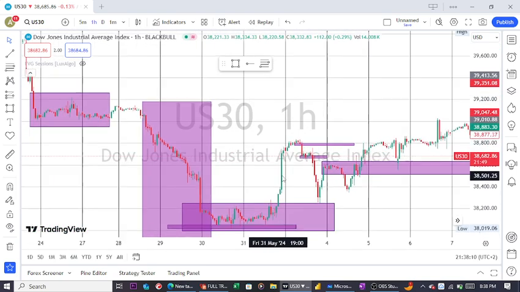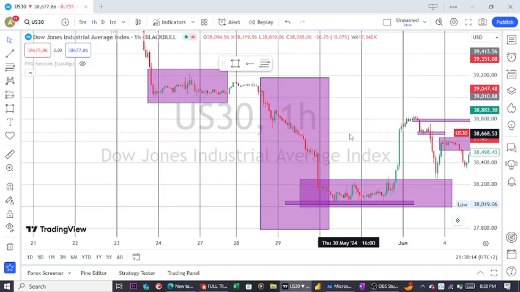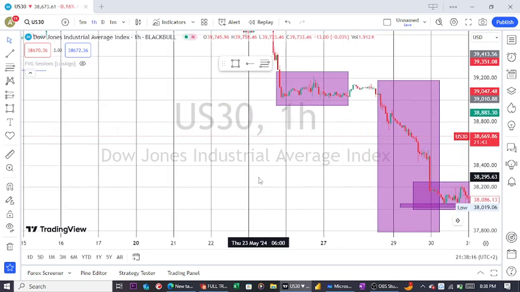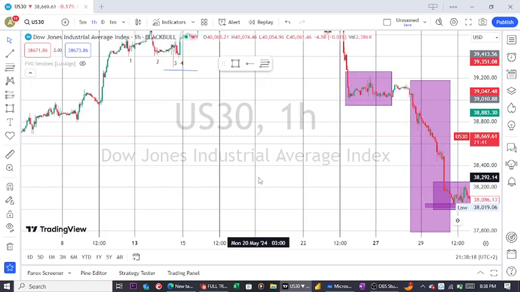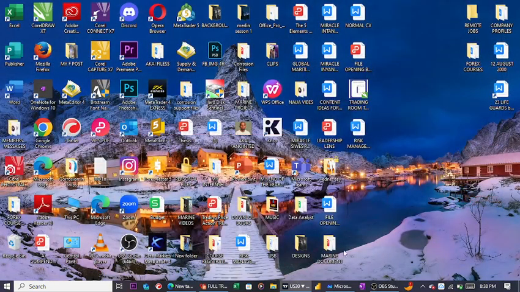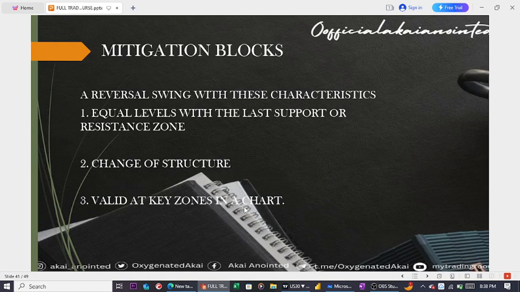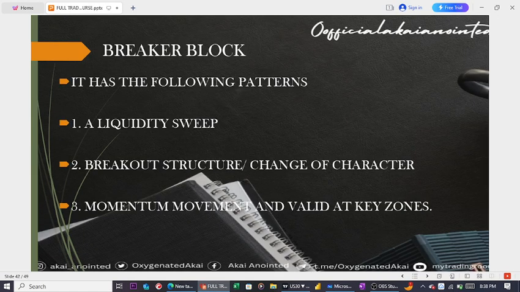So anytime you're looking for a change of trend and you're seeing a liquidity sweep, you were expecting a change of trend at a particular support or resistance, but instead of this support or resistance standing, it made a liquidity sweep. It made a move out of the level. You should know that definitely something will happen.